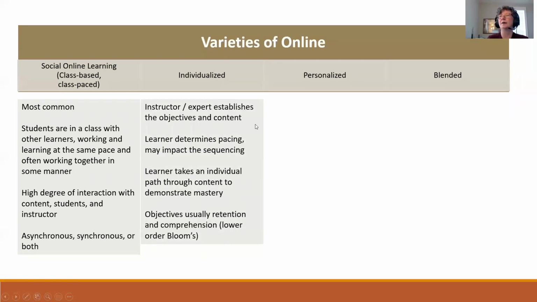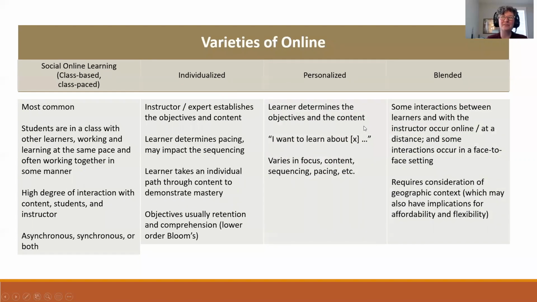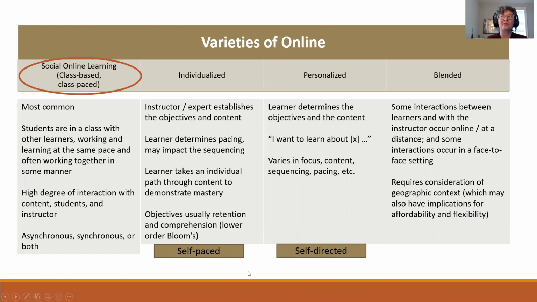There are also terms you may hear like individualized or personalized or blended. Again, I've provided you some definitions here just so you can see the difference to help sort it out. Really, individualized means a learner goes through it individually at their own pace, whereas personalized means that the learner is deciding what to go through. But we're going to focus on social online learning. These are the terms you may have heard. Self-paced is associated with individualized, self-directed with personalized.